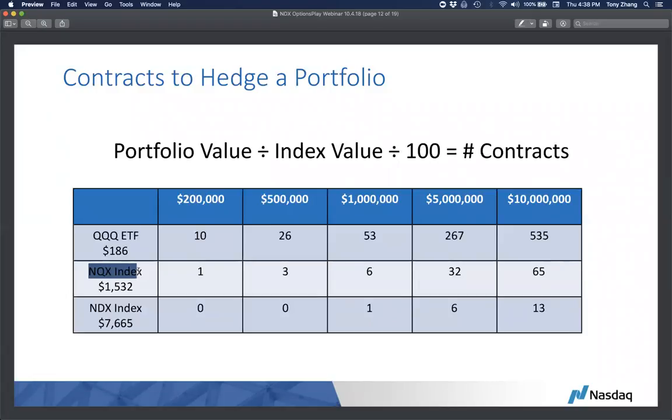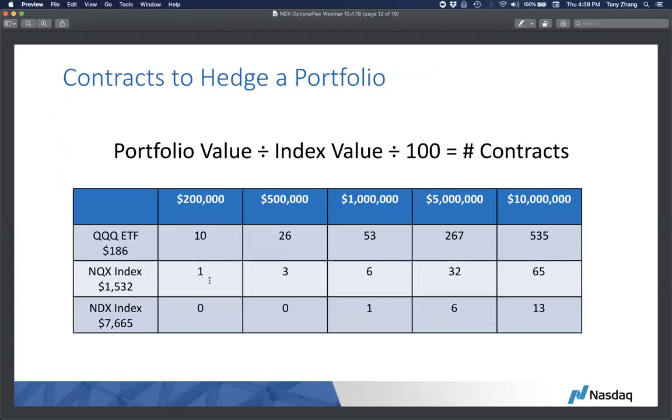You can trade the NQX index, which is roughly at 1,500, or you can trade the NDX at 7,600. These are all based on the exact same index, so they'll give you very similar downside protection. It's just that because there are different values to each ETF, you're going to require a different number of contracts. So if you have a $200,000 portfolio, you would have to trade 10 contracts of the Qs to hedge your portfolio versus only a single NQX to hedge your portfolio.